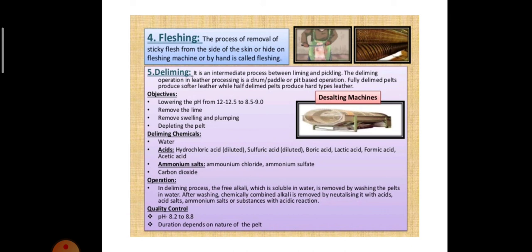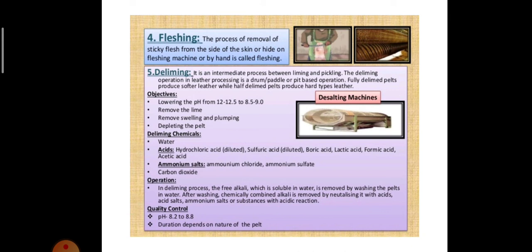Next, the important process is deliming. The purpose of deliming, bating and pickling is to prepare the unhaired hides for tanning. Limed hide has a pH of around 12 to 12.5, and we bring it down to around 8.5 to 9. So it is an intermediate process between liming and pickling.